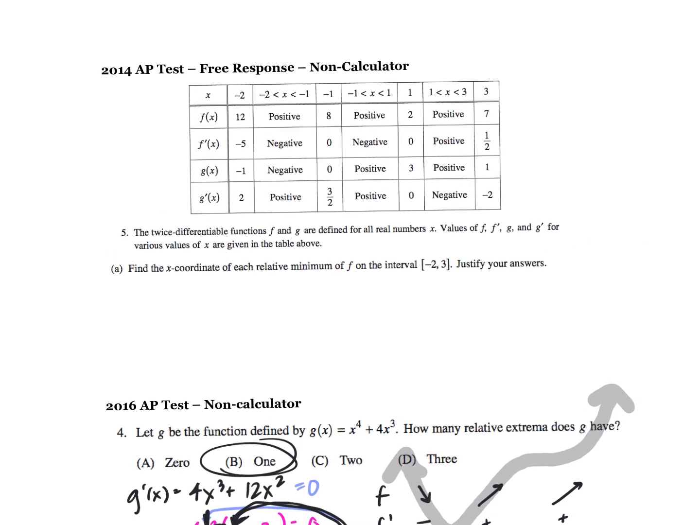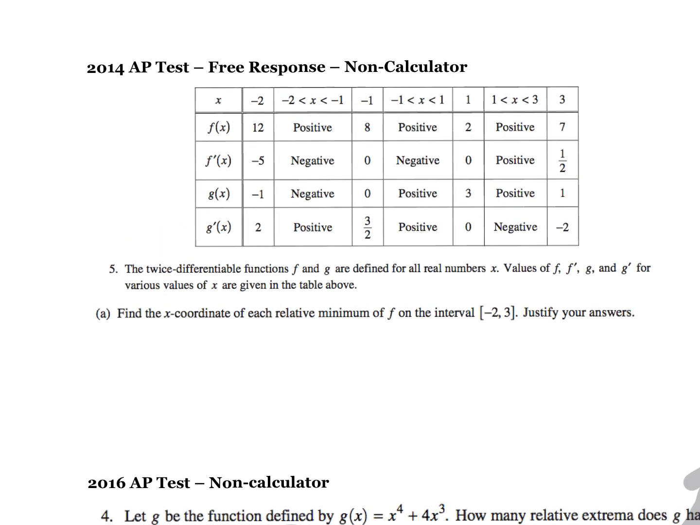Okay, I want to bounce to the one right above it, and then we're done. They gave you a huge chart. Notice this is just part A of a free response question, so all of the chart might be used. Right now, it's not. Find the x-coordinate of the min. Justify. You guys, the justification, let's write it first. When does a minimum happen in calculus terms? A minimum of a function happens when f prime.